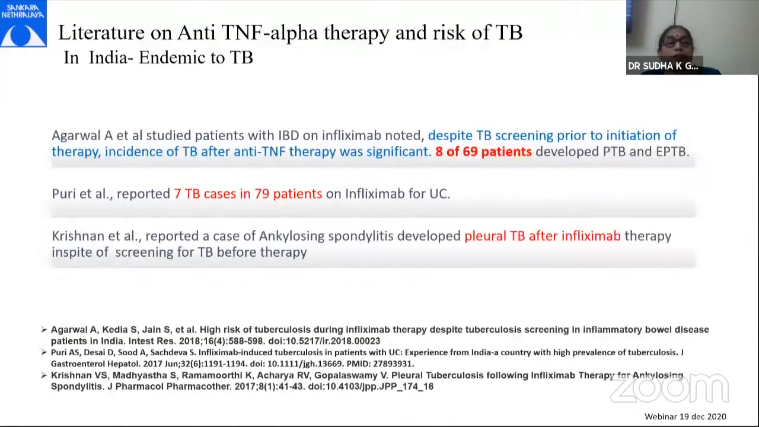The literature from India, though not much, has about 3 studies. Agarwal et al. studied patients with IBD on infliximab. They noted TB despite screening prior to initiation of therapy, and the incidence of TB after anti-TNF therapy was significant. 8 out of 69 patients developed pulmonary or extrapulmonary TB. Puri et al. reported 7 TB cases in 79 patients on infliximab for ulcerative colitis. Krishnan et al. reported a case of ankylosing spondylitis who developed pleural TB after infliximab therapy in spite of screening for TB before therapy.